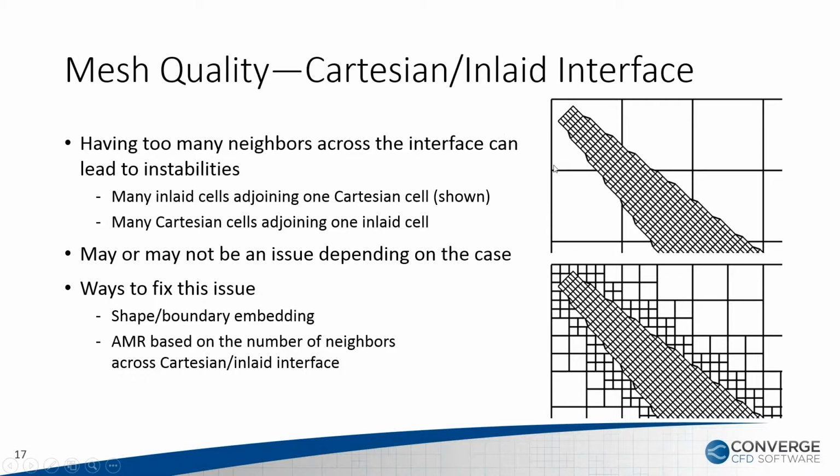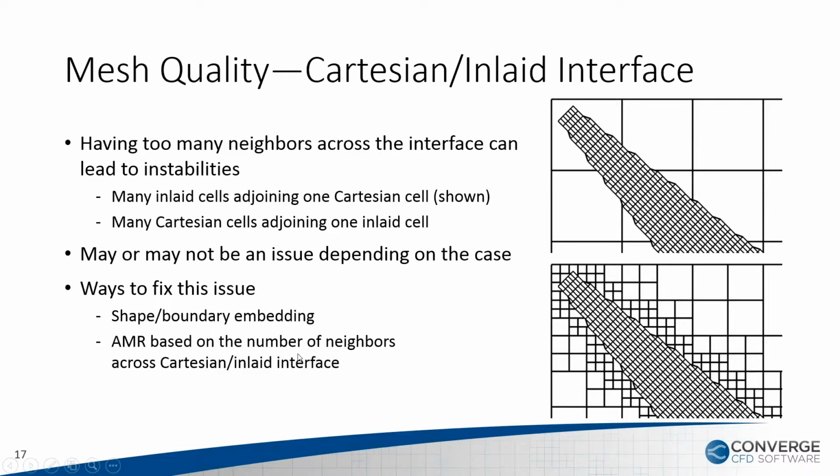To avoid this, it might be useful to have some kind of embedding around the inlaid mesh so that going from the inlaid to the Cartesian cells, the cell sizes are about the same size. This can be achieved either by using some kind of shape or boundary embedding, or you could use a new AMR criterion in 3.0 called AMR inlaid neighbors. What this does is look at the Cartesian cell and check how many neighbors it has across the Cartesian inlaid interface.